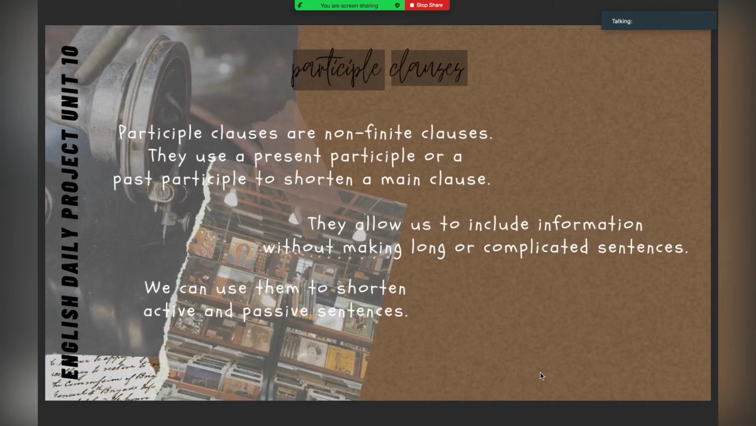Participle clauses are non-finite clauses. They use a present participle or past participle to shorten a main clause. Participle clauses are common in written English because they allow us to include information without making long or complicated sentences. Participle clauses are common in written language, so we can use them to shorten active and passive sentences.